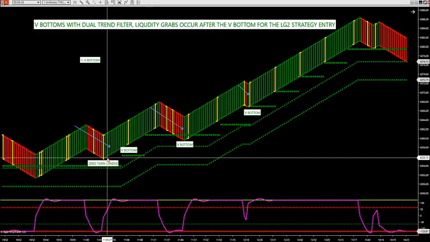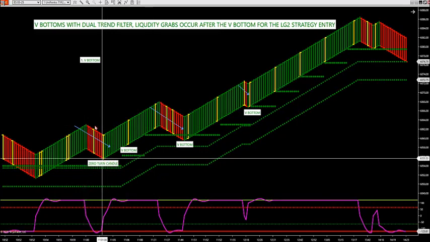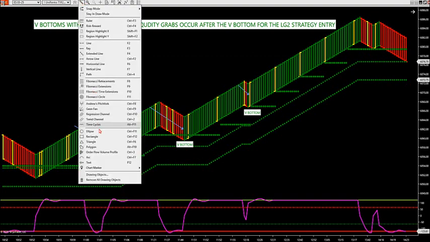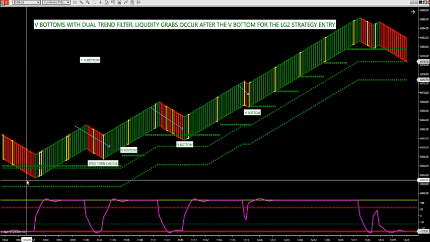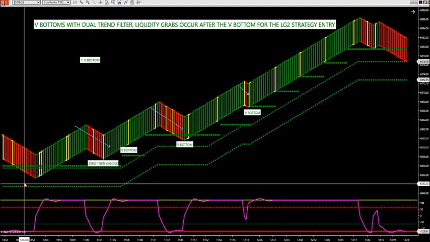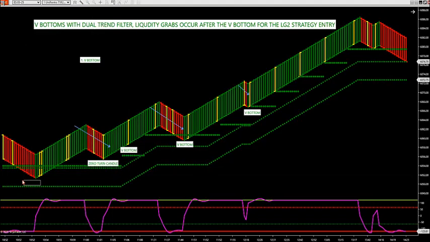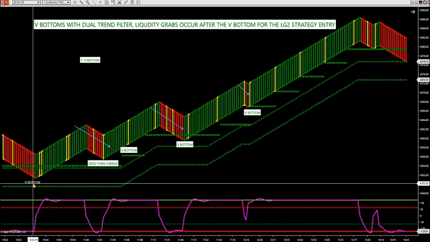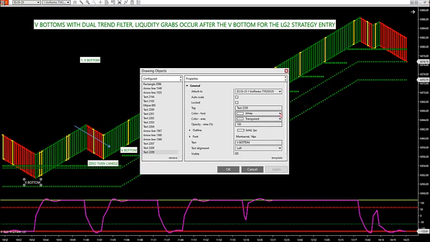Right after the V bottom occurs, I'll go over the zero turn candle in a second. The V bottom over here also. Right after the V bottom occurs, we can toggle on our strategy to manage our entry, our stop, and our targets. It takes the emotion out of trading because the strategy will enter for you. It'll manage the position, your entry, your stop, and your exit.